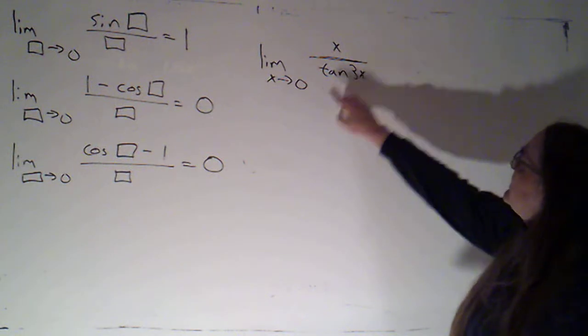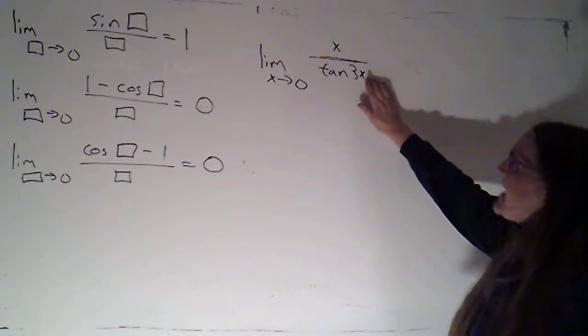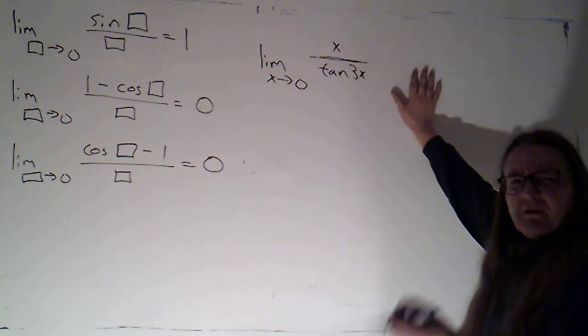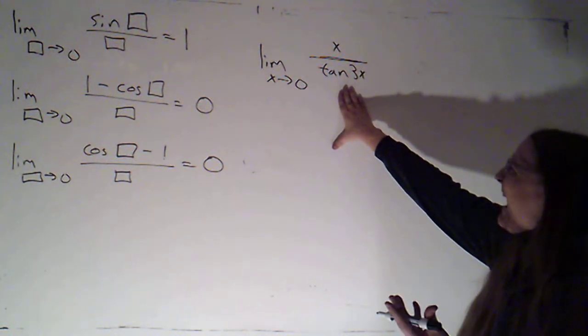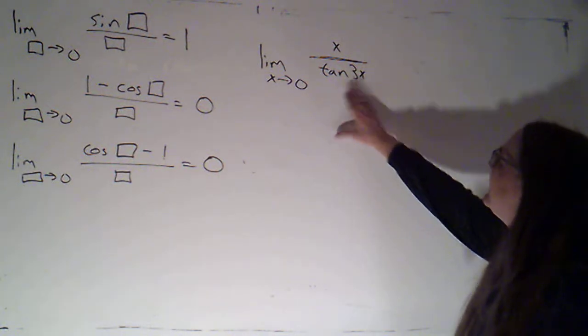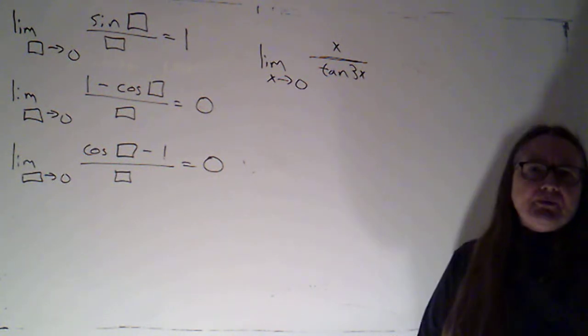So here I've got this. Limit as x goes to 0 of x over tangent of 3x. So I sort of see two problems here. First of all, it's the wrong trig function. I've got tangent instead of sines or cosines. And second of all, the x is on the top.